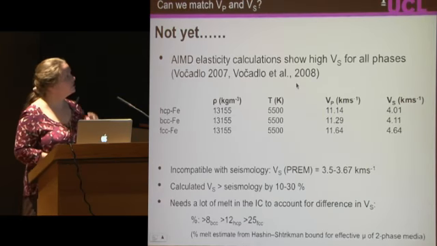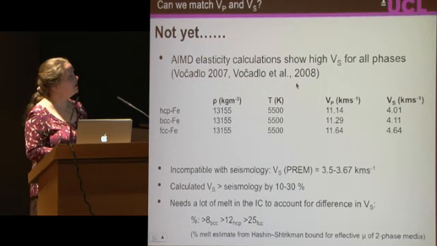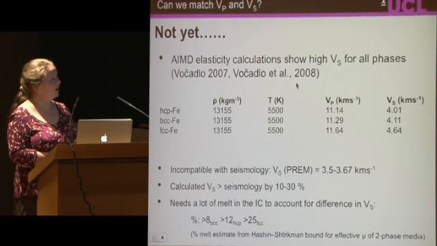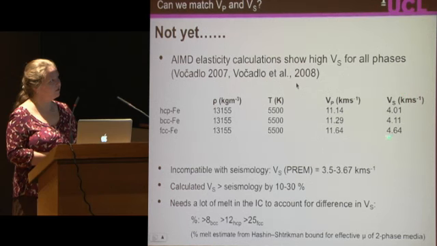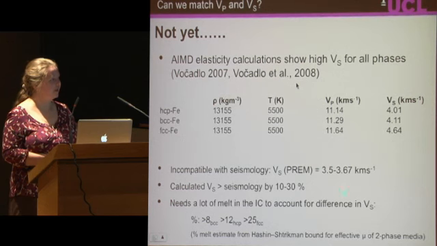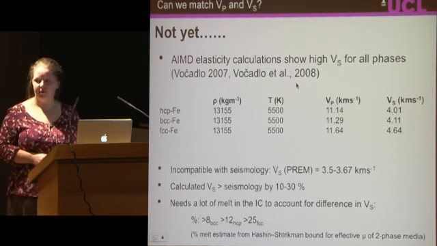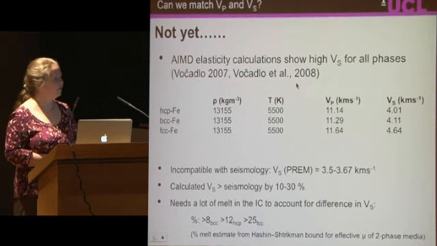So we're happy with that. But can we match seismology? And the answer is, with pure iron, not yet. The problem is with the shear wave velocity. With pure iron, the shear wave velocities are greater than those that are observed by 10 to 30%, depending on which of these numbers you choose. So there's a problem. We cannot match seismology with pure iron.